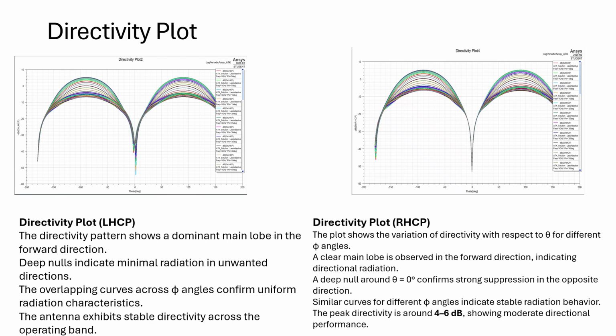Directivity. Directivity describes how concentrated the radiation is in a particular direction. The directivity plot shows a dominant main lobe in the forward direction and deep nulls in unwanted directions. Peak directivity ranges between 4 and 6 dB, indicating moderate directional performance. The similar curves across different phi angles confirm uniform and stable radiation characteristics.